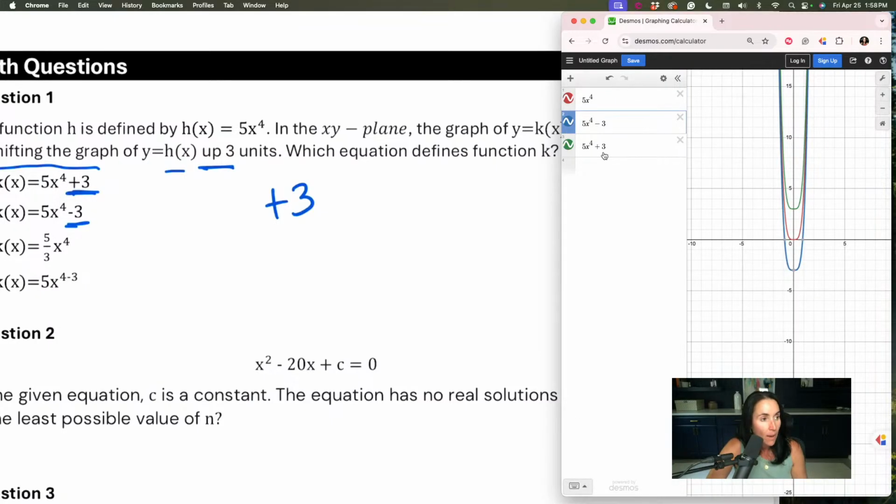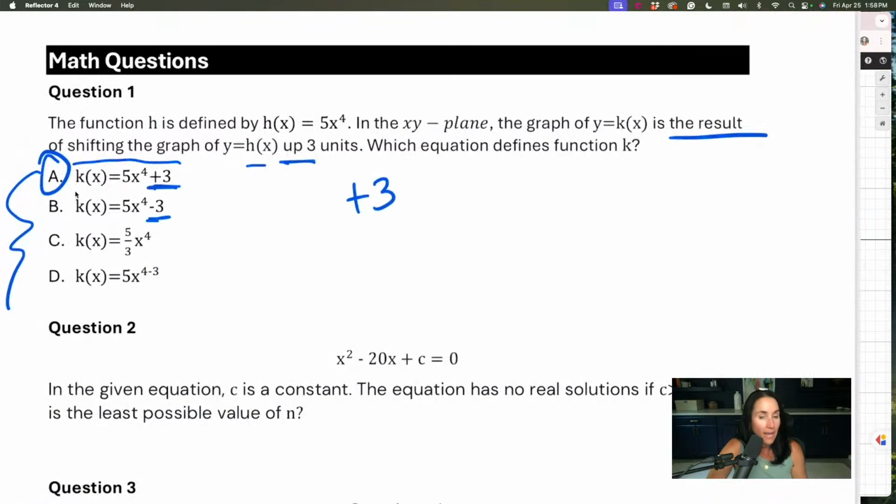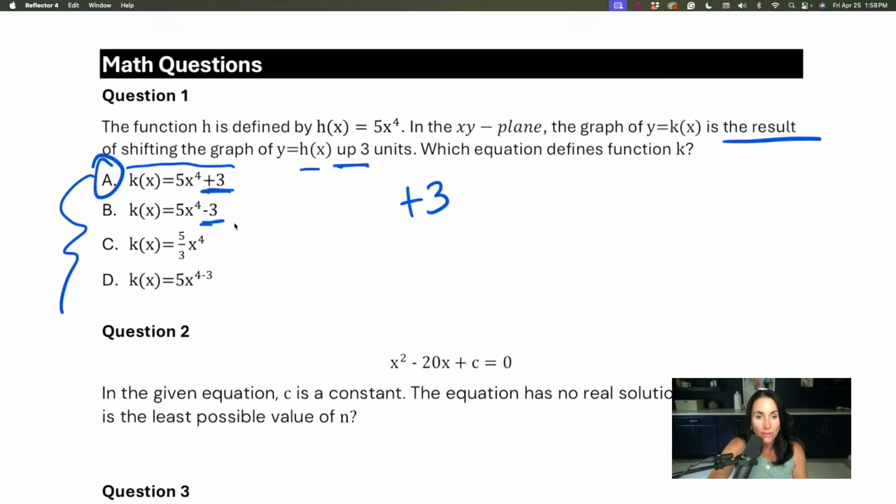Down on the y-intercept, +3. Notice it goes up 1, 2, 3. There it is, okay? That's why this A is the answer. The other ones don't work either.